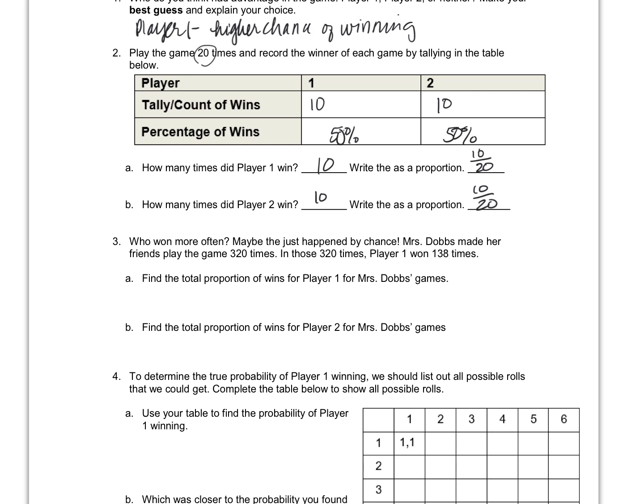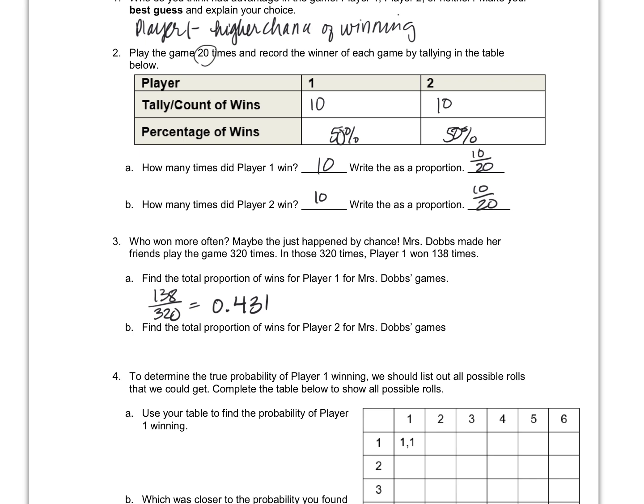So I play the game. I mean, my friends play the game 320 times. Not really. But in those 320 times, player one won 138 times. So what proportion is that? 138 out of 320. What's a proportion? It's just a decimal or a percent, right? Yes, of course, you can use your calculators. But I'll do it for you real quick, like 0.431.